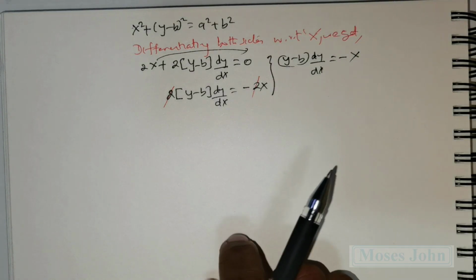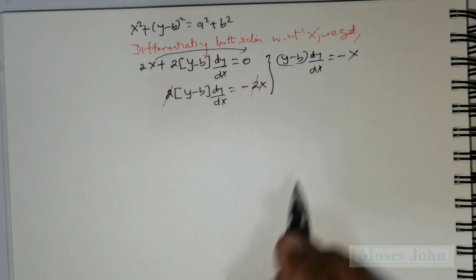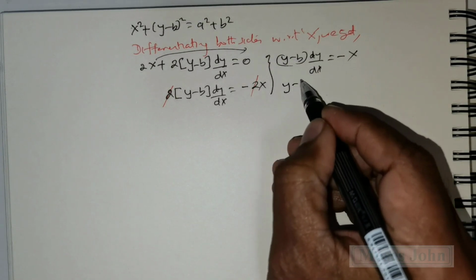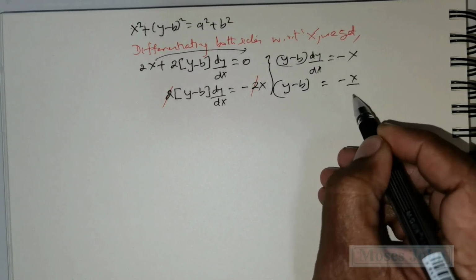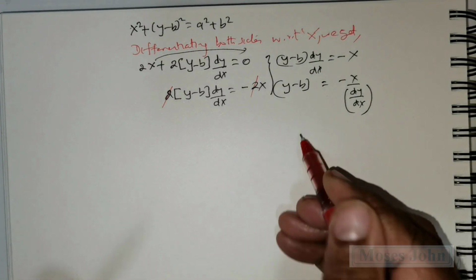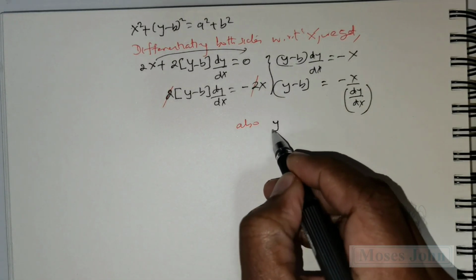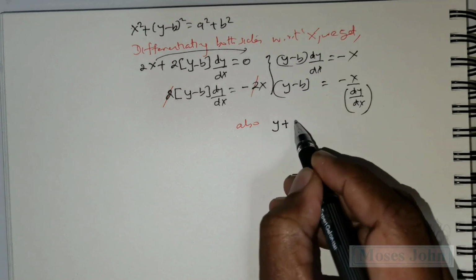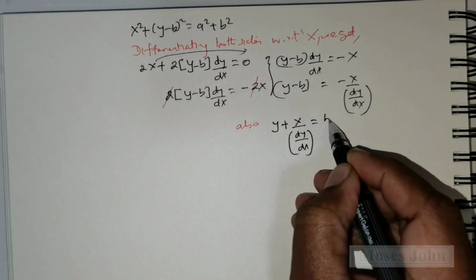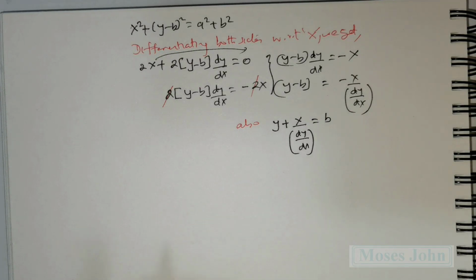Now the idea is to eliminate b. In other words, to have a representation for b. Now this is one of the representations. So from here I can rewrite y - b to be negative x divided by dy over dx. So this is one representation. Also from here you can rewrite b as y plus x divided by dy over dx is equal to b. So this is also one of the representations that you can have.